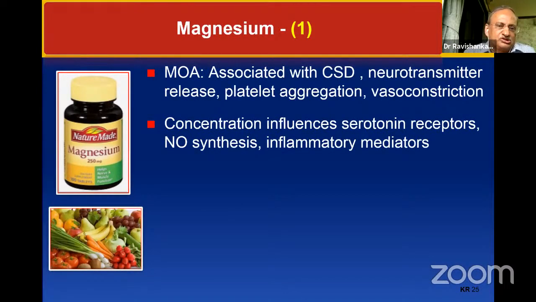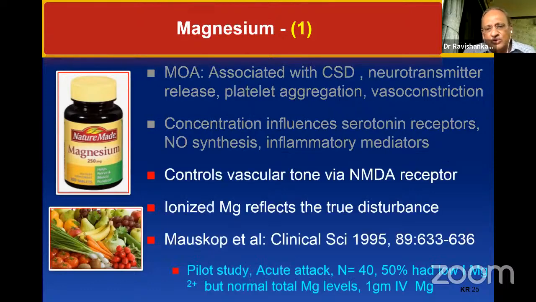And one of the foremost researchers in this area is Alexander Moscow. Low levels of magnesium are associated with cortical spreading depression. It also induces platelet aggregation and influences serotonin receptors, and it controls vascular tone via the NMDA receptors. You find that in this pilot study, it works both acutely and as a preventive.